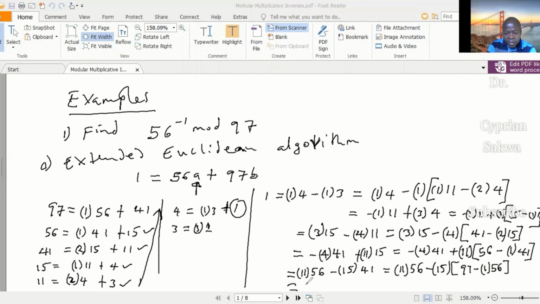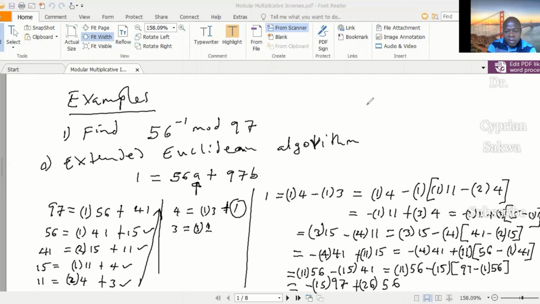This will be negative 15 multiplied by 97. And this negative 15 times negative 1 will be positive 15. Positive 15 plus 11 will be 26. So you have 26 times 56, and this is what we said we will have.